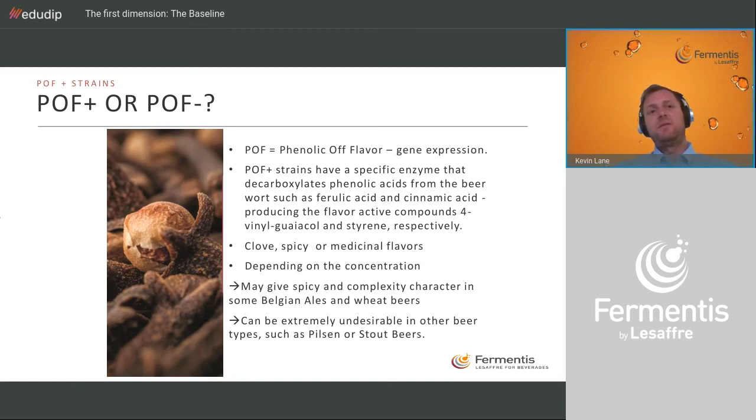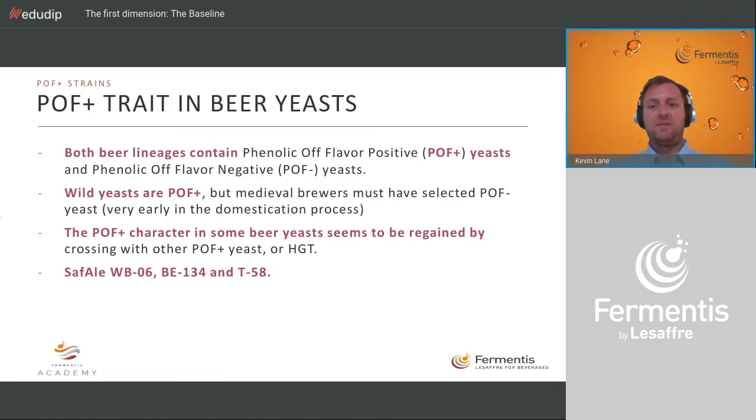Typically, you're looking for those phenolic characters in those styles, whereas it can be extremely undesirable in other beers, like a Pilsner, an American light lager, or a stout. Although I've heard that one of the big stouts uses a POF positive strain, usually it is an undesirable flavor, which is why it's called phenolic off flavor.